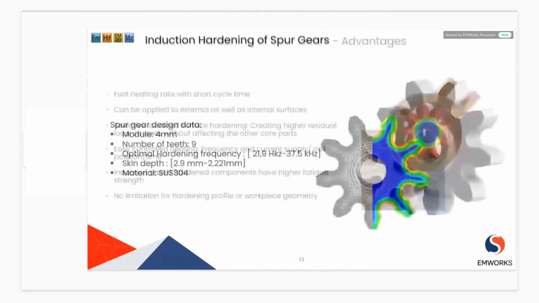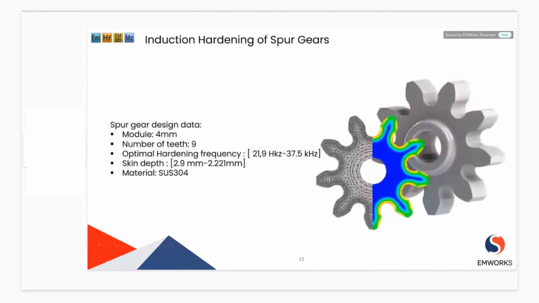So if we move on, we have our tested case. These are the properties, the design data. We have the module, and the number of teeth is 9, with some optimal frequency. The commonly used frequency is between 20 and 40 kilohertz. The skin depth, which is known for eddy current related phenomena, ranges from 2.9 millimeters to 2.2 millimeters. And for the material, we are using steel 304 for the gear.